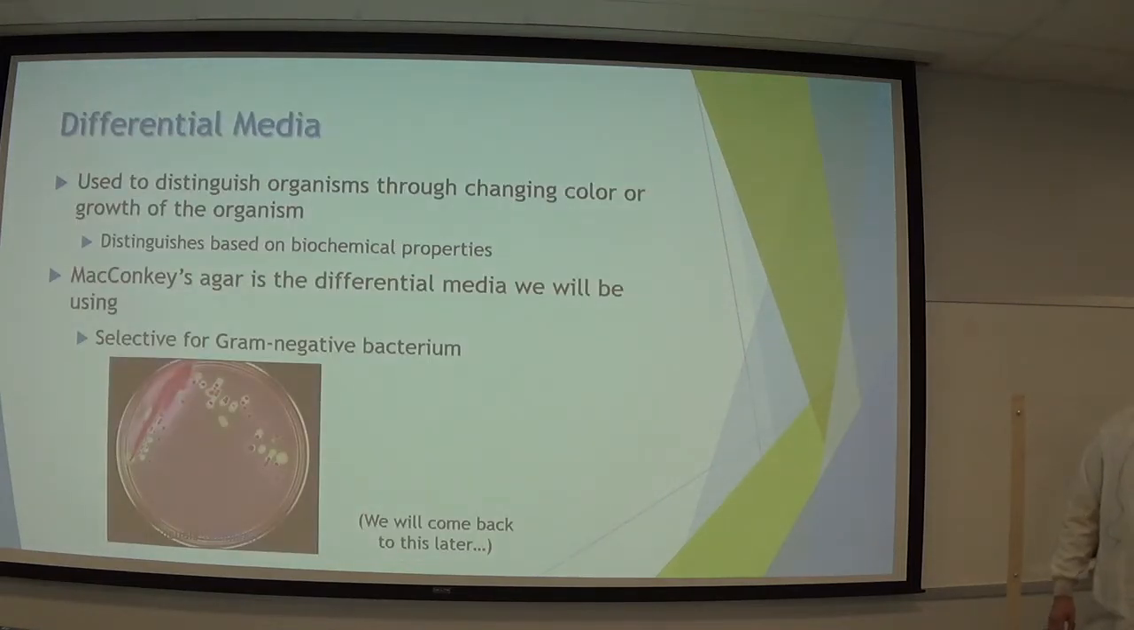So differential media, as the name implies, is a way to differentiate between different types of bacteria. Usually it's by changing color, since each bacteria has different biochemical properties, it's able to break certain things down, like sugars, whereas some bacteria cannot. And breaking down those sugars can change the color of the media, and based on that color difference, we can differentiate between the two different types.